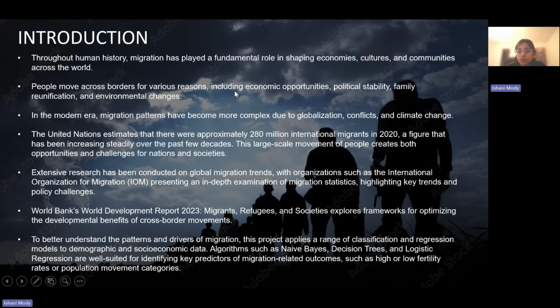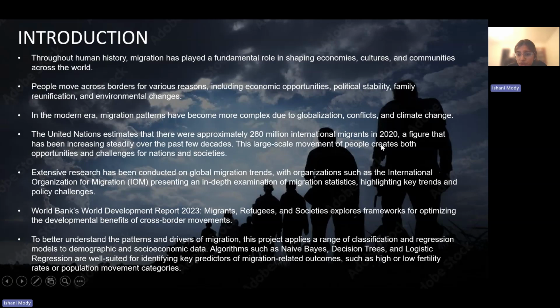To give a little introduction about the topic, migration throughout human history has played a fundamental role in shaping economies, the way cultures meet, and how people across different communities live. People have been crossing borders for various reasons like economic opportunities, political instability, family reunion, etc. But in modern times, migration patterns have changed because of globalization, conflicts, and climate change. In 2020, the United Nations estimated that there are more than 280 million international migrants across different countries, and this figure has kept growing over the past few decades.